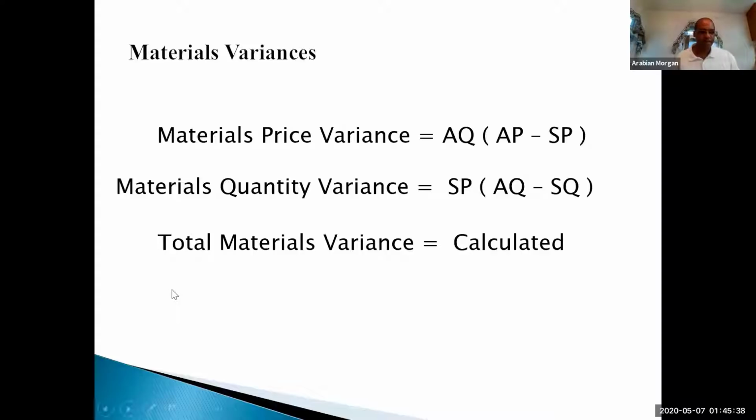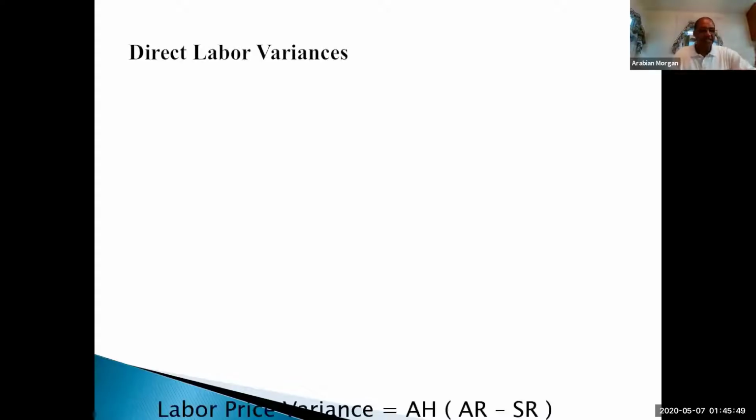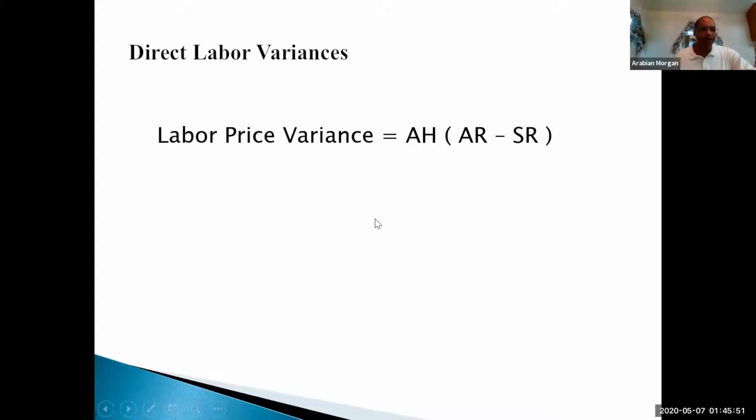All right. Now let's look at the direct labor variances. I want to rewrite these direct labor variances. So in the direct labor variances, the first one is the labor price variance. I'll rewrite that as the following. It's the actual hours, and then in parentheses, actual rate minus standard rate. Just rewriting the formula.